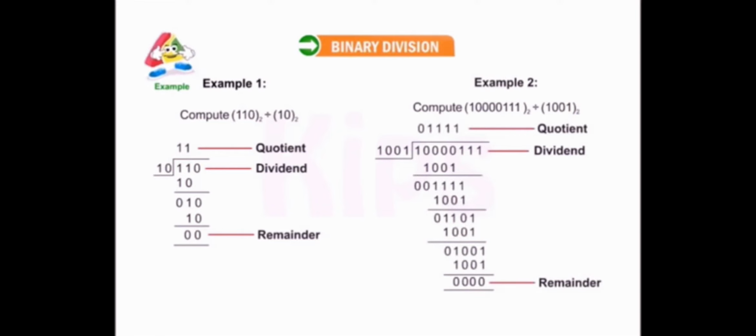Example 2. Compute binary 10000111 divided by binary 1001. Division of binary 10000111 by binary 1001 gives us quotient 1110 and remainder 0000.